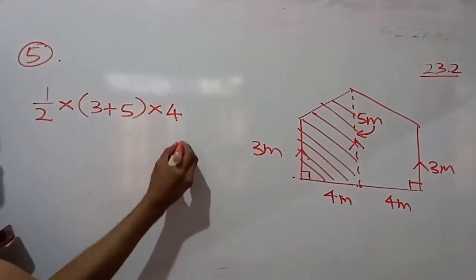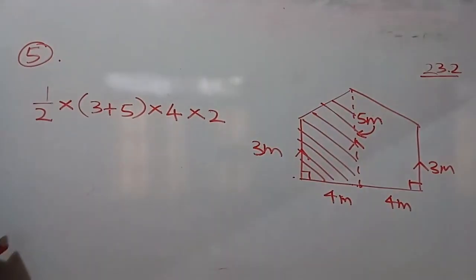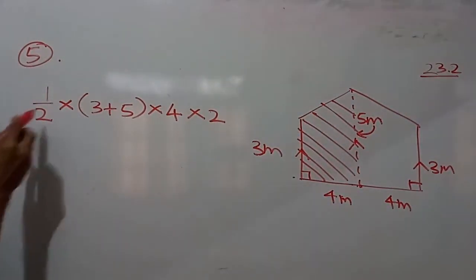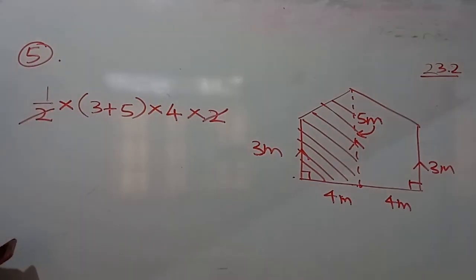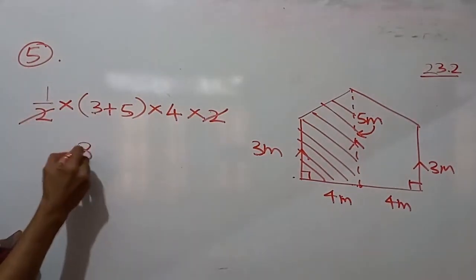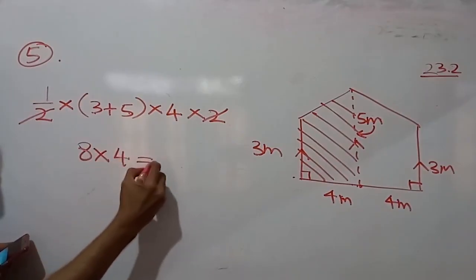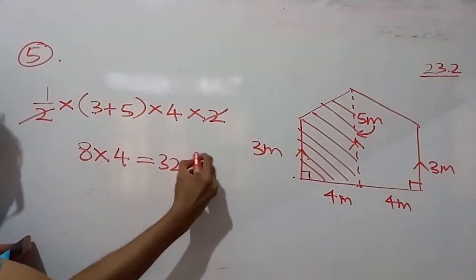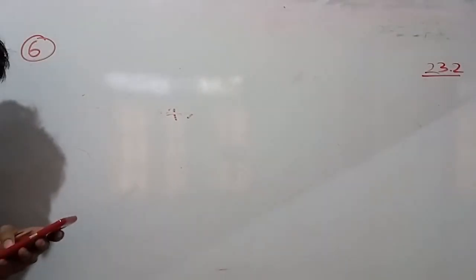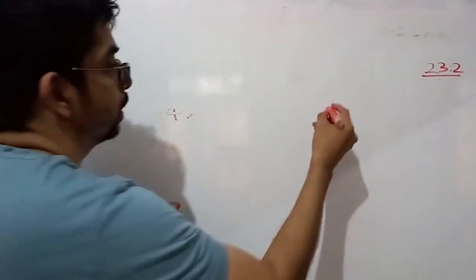So then we have to multiply this one trapezium by 2. There are two of them, so we multiply by two. Right? So here we can cancel out the 2. 3 plus 5, that is 8. Times 4, so we get what? 32 square meters.